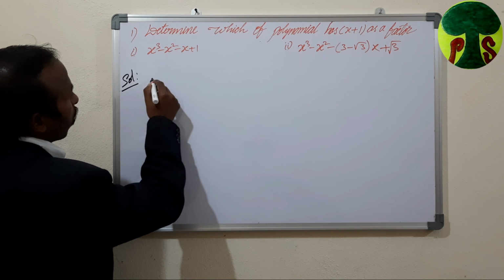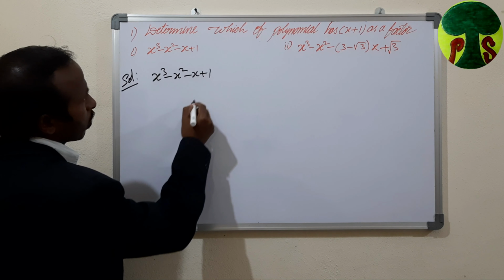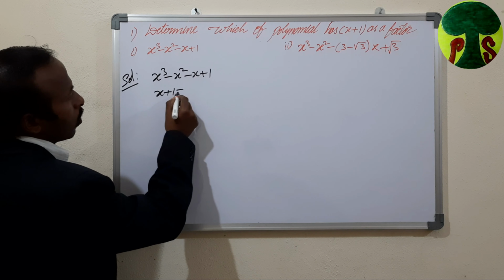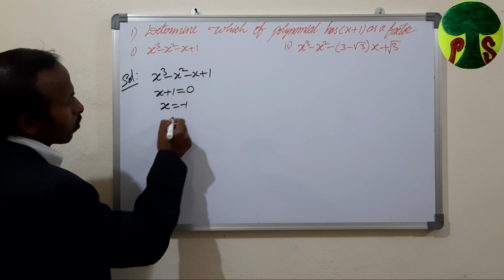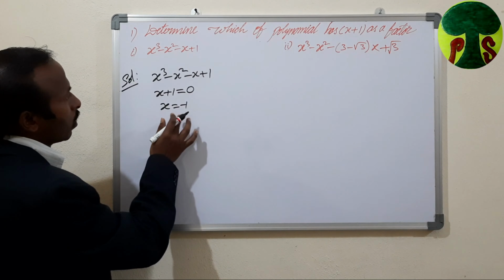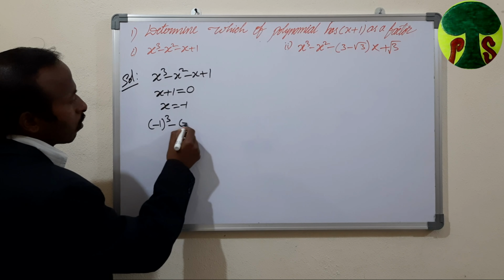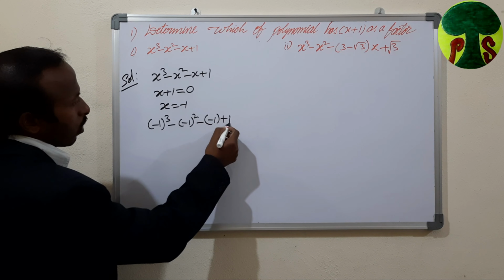The given polynomial is x cube minus x square minus x plus 1. Is x plus 1 a factor or not? So x plus 1 equals 0, x equals minus 1. Substitute this value in the given polynomial: (minus 1) whole cube minus (minus 1) whole square minus (minus 1) plus 1.